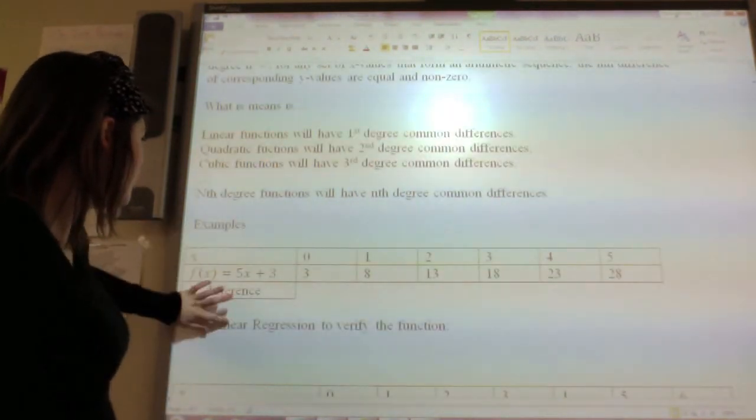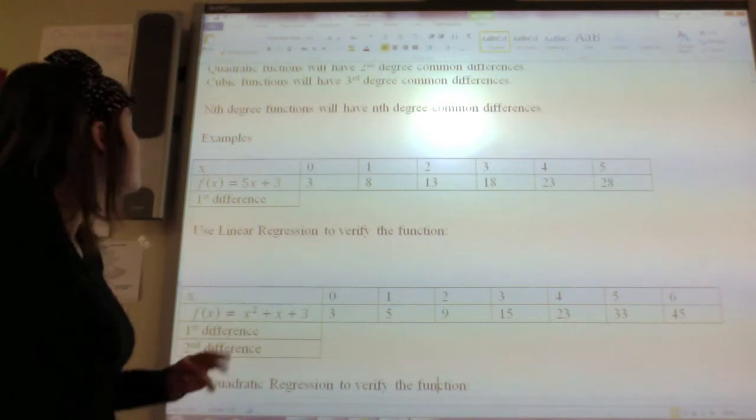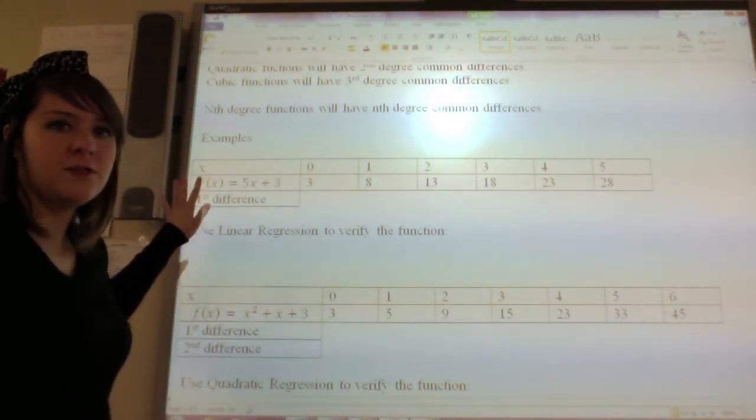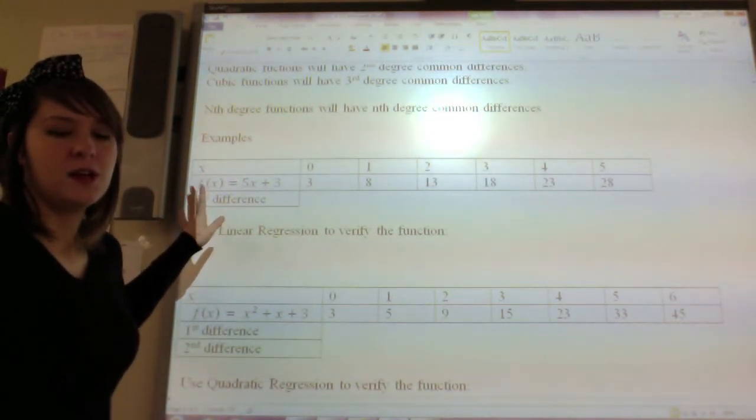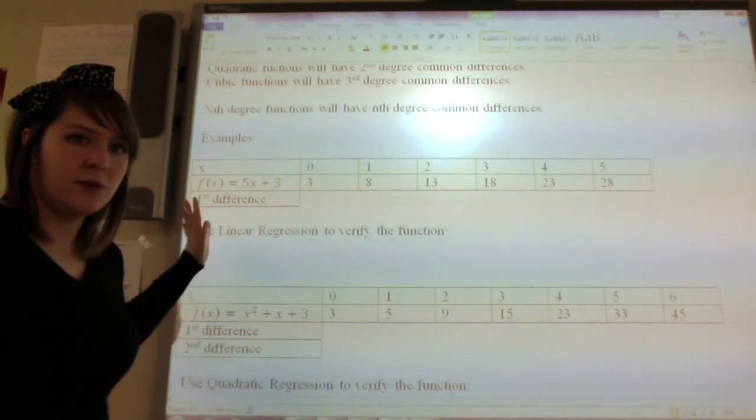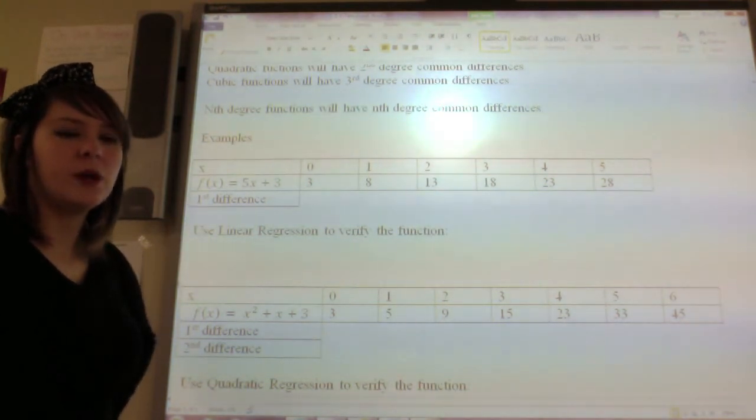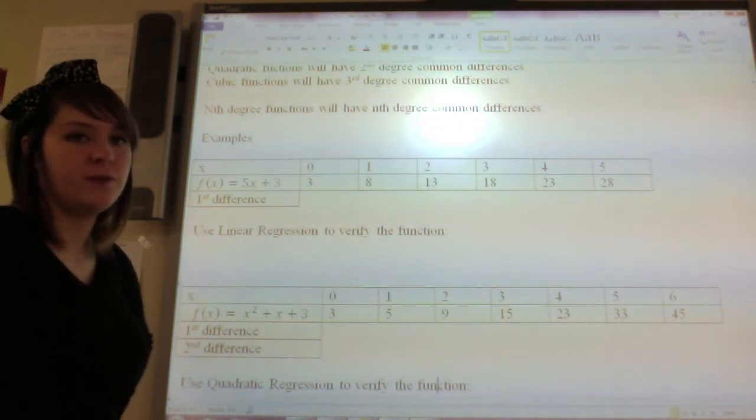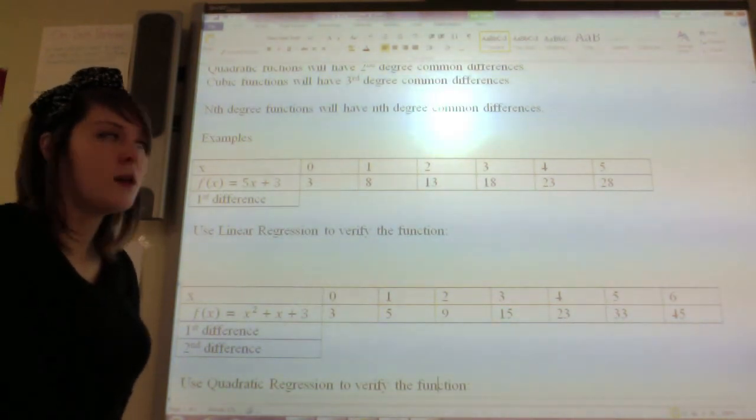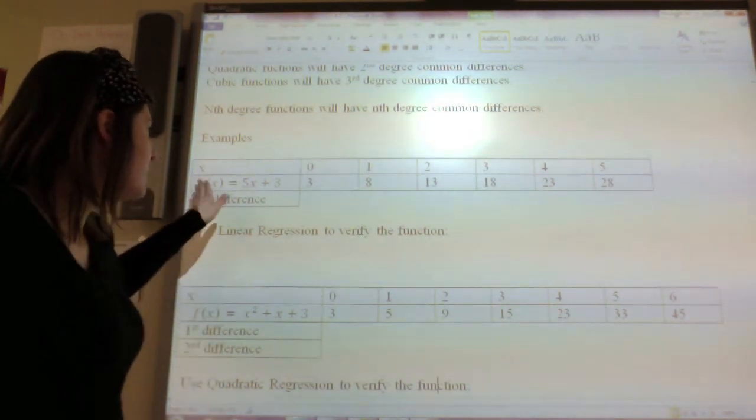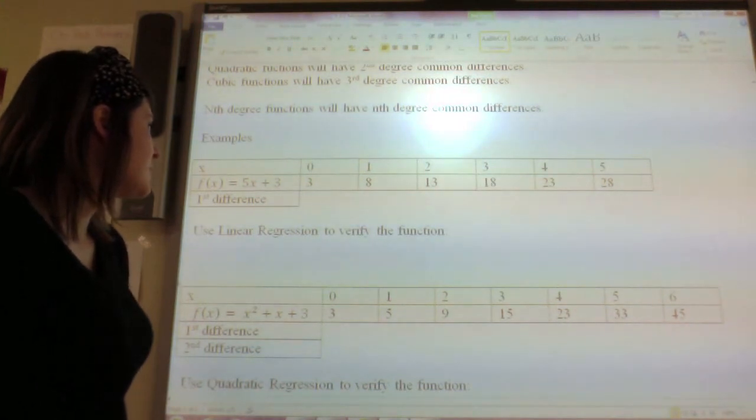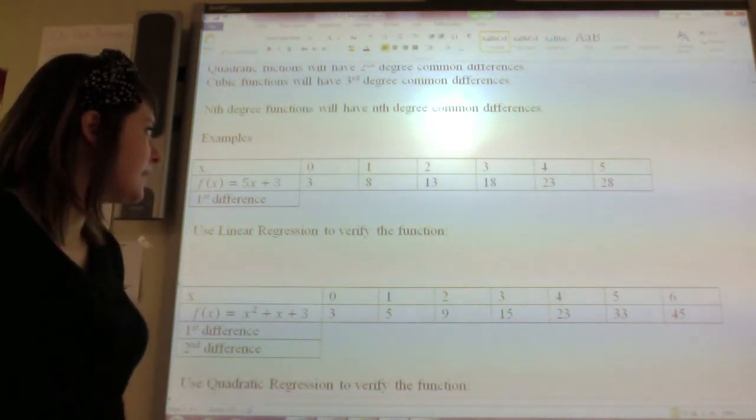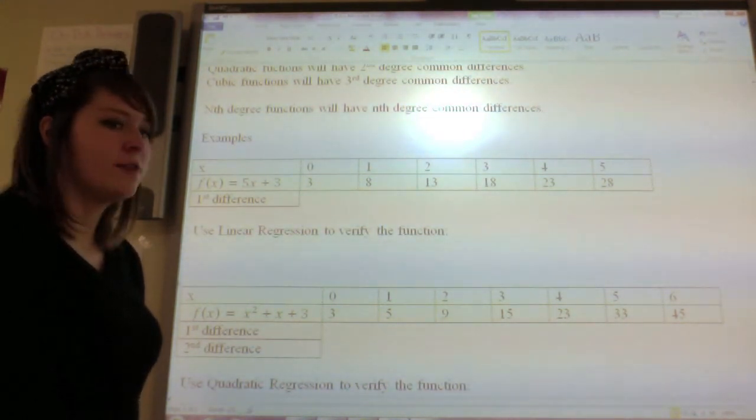So let's do an example. On your notes, I gave you guys the equations. You won't normally get those. The only reason I put those there is so we can go back and check our work to make sure that we've done the correct thing. So in this function, 5x plus 3, this is linear, so that means we should have a first degree difference.